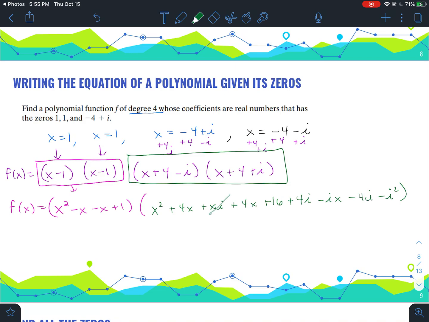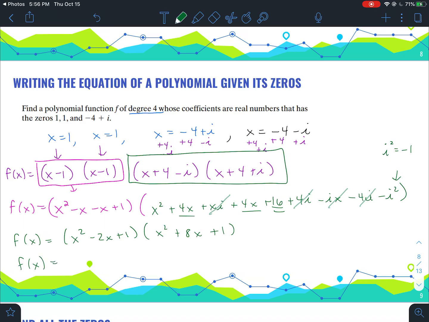And then notice what cancels. I have a positive xi and a minus xi, those will cancel. And I have a positive 4i and a negative 4i, those will cancel. So now if I combine like terms, I get x squared minus 2x plus 1. And in my other one, I get x squared plus 4x plus 4x would be plus 8x. And then I have a positive 16. Do you remember what i squared is? Remember, i squared is negative 1. So the opposite of negative 1 would become plus 1. So my two parentheses could be x squared minus 2x plus 1 and x squared plus 8x plus 17.